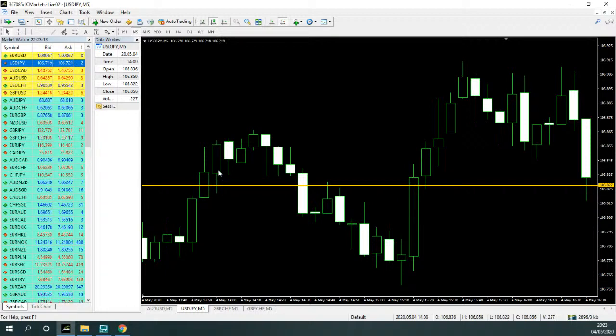Candle number 2, candle number 3, or candle number 4, let's make it 4. 1, 2, 3, 4. Which is our trigger candle? We're looking for a candle that is outside the box and does not touch the line. Outside of the box, does not touch the line.